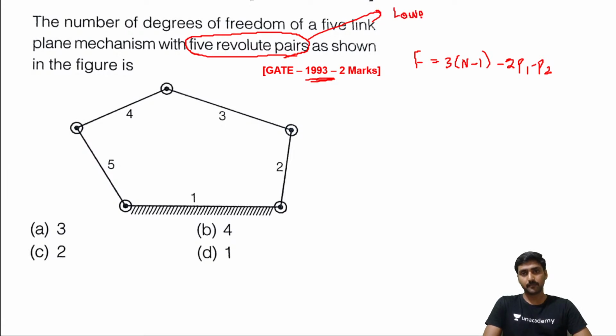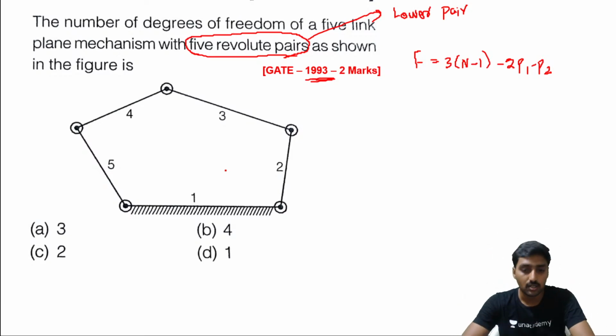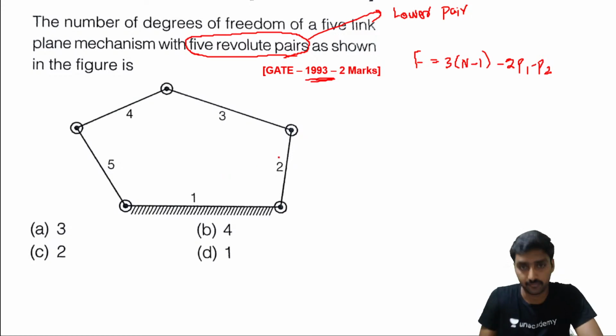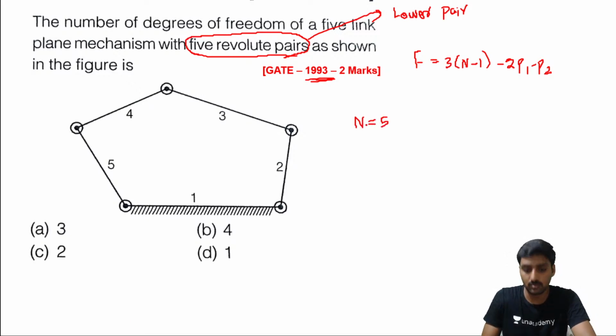In the revolute pair, 2 links are connected with a pin, or some revolute joint. So in the revolute joint, the contact between the two surfaces is a surface contact. Between the 2 links, surface contact is called a lower pair. And how many links are available here? The question itself mentions a total of 5 links. Yes, now n is equal to 5. Is it okay?